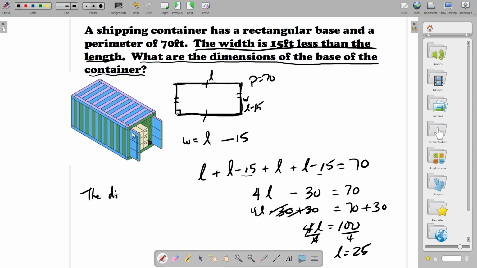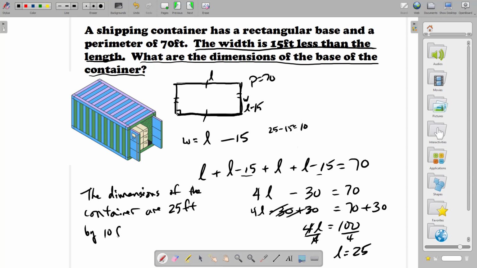The dimensions of the container are 25 feet by, and now we need to take 25 and put it in here. 25 minus 15 is 10 by 10 feet. The dimensions of the container are 25 feet by 10 feet.